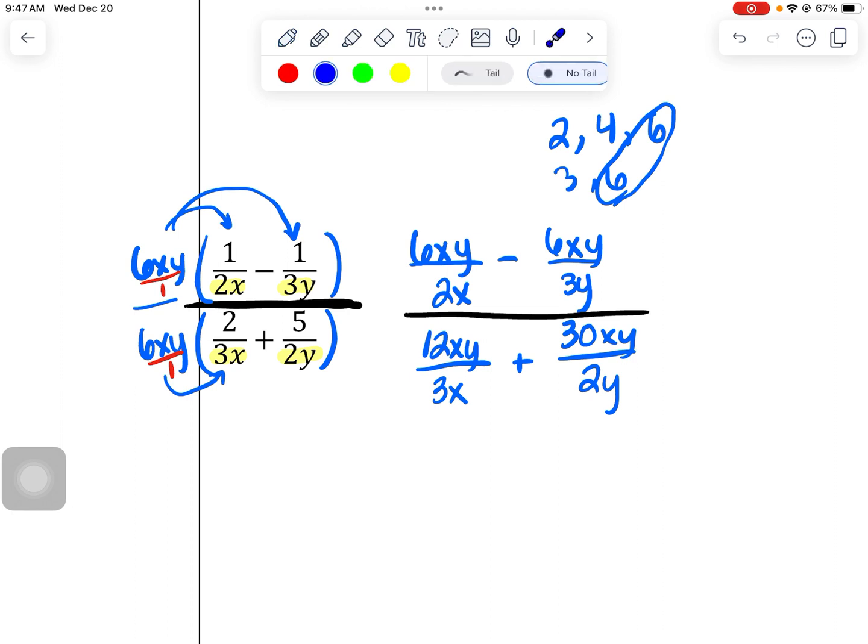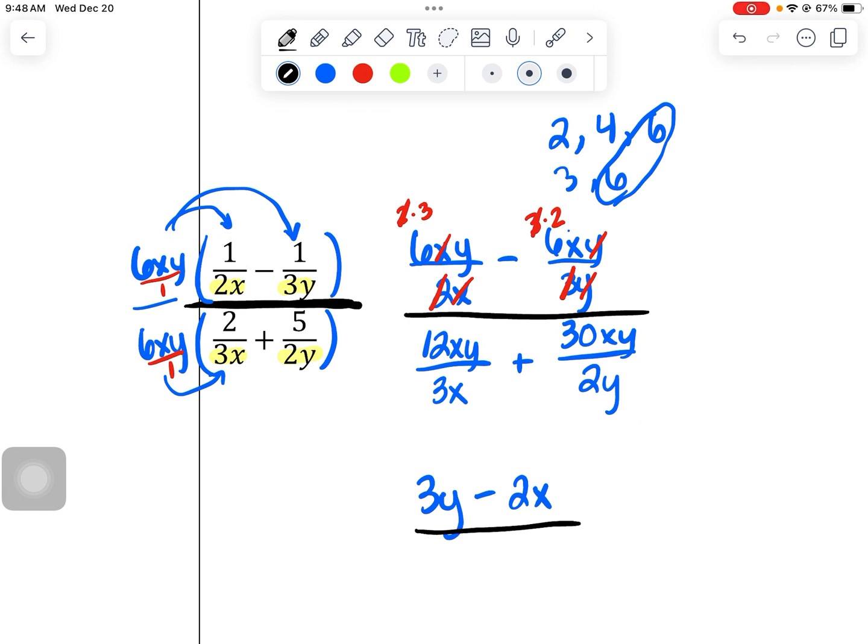And then simplifying each piece individually. Looking at this piece first, they have a common factor of 2, so I can divide out a 2 and I can divide out an x. That leaves me with just 3y over 1, which is 3y. Over here, it has a common factor of 3 because 6 is 3 times 2, so I can simplify the 3 and I can simplify the y's. That leaves me with a minus 2x. And then I have my main fraction line.